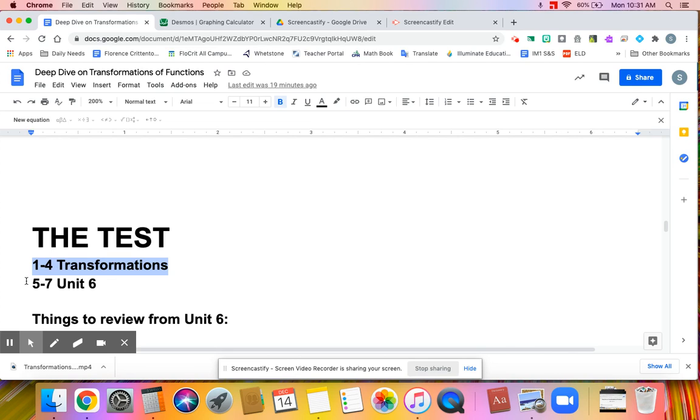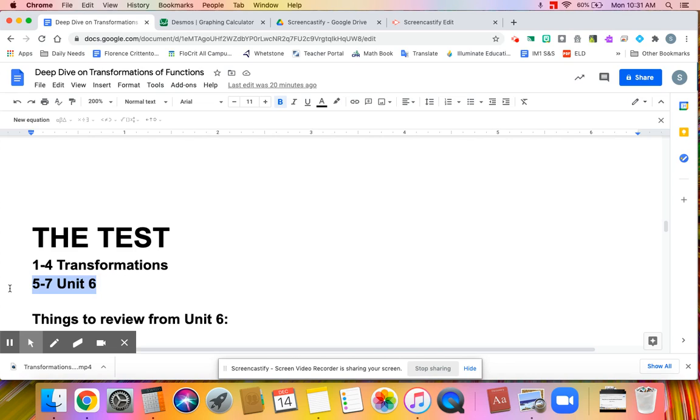So number 5, 6, and 7 is all about unit 6, and that's most of the points. Like most of the test, because each question for 5, 6, and 7 has like 5 or 6 parts. It's a lot of work. 1 through 4 is going to be super fast and easy and about what you've learned in this unit. But then the rest of the test, most of the points, are about the things you learned in unit 5 and 6.